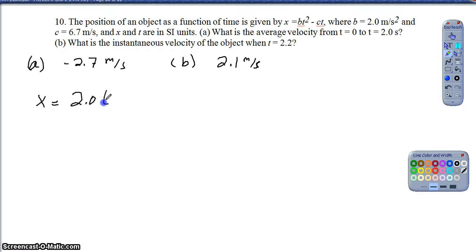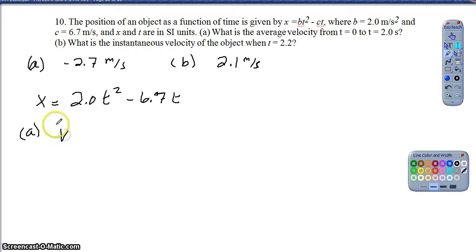They told me b is 2, so I've got 2 times t squared minus 6.7 t. So this is the function that represents my position function. And x and t are in standard units, so meters and seconds. The key here is the difference between the average velocity and the instantaneous velocity. It's a very, very important difference.